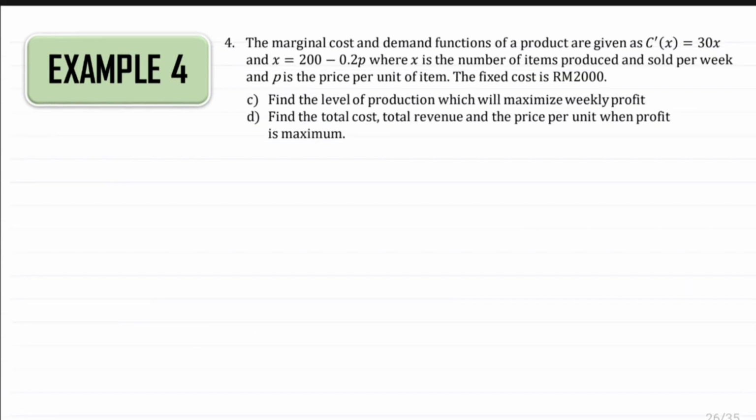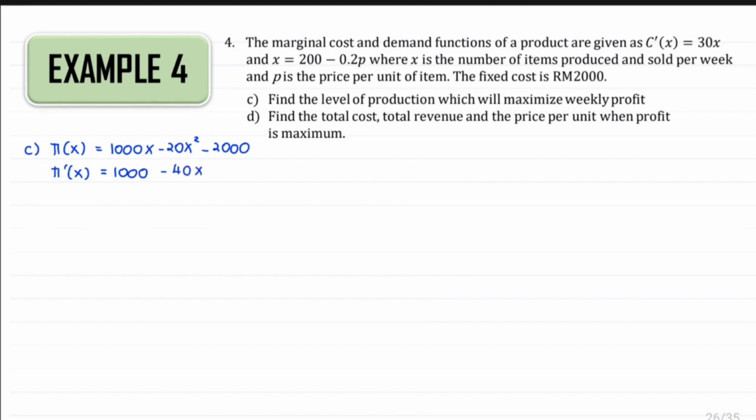We continue with question 4C. Find the level of production which will maximize weekly profit. Now we want to find the level of production when profit is maximum. So we need to use the steps for maximum profit. We already have the profit function. Next, we differentiate profit. We get 1000 − 40x. Then we let π′ equal 0. So 1000 − 40x = 0. Then we solve, we get x = 25.